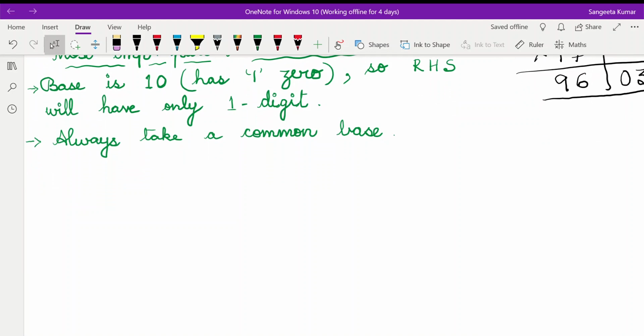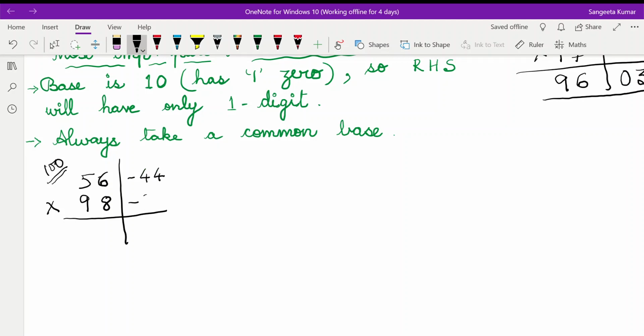Okay, now here I'm going to take another example. Suppose I take 56 to be multiplied with 98. Again, our base is 100. We cannot have different bases. We write the difference. Here it will be 44 and here it will be 02.